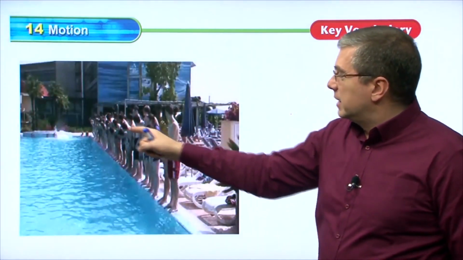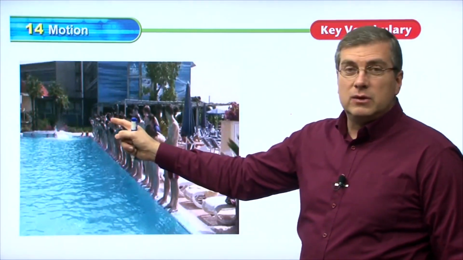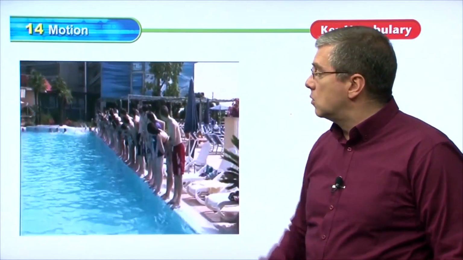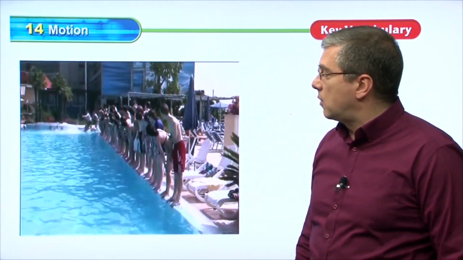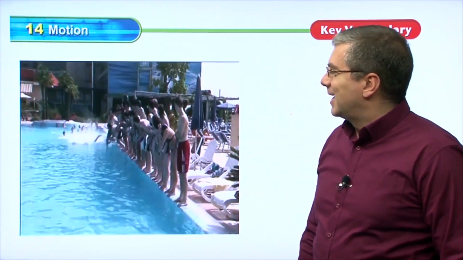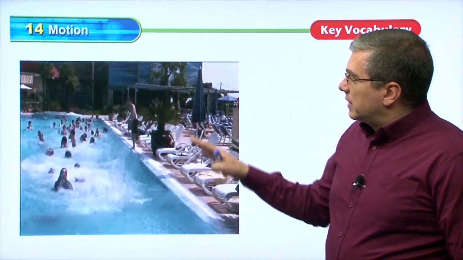Now all these kids here are lined up. They're all lined up on the edge of the pool. They are going to jump into the pool. Gravity is the force that pulls them down. There they go. Yeah, 1, 2, 3, 4, 5, 6, 7, 8, 9. They're all going in a line. Okay? They're having fun. But basically, gravity is the force that pulls people.